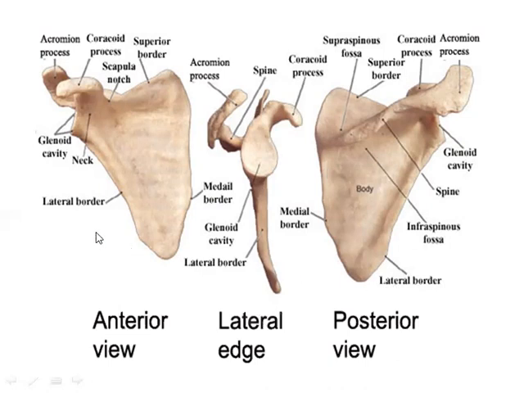Now, we will discuss the superior border. This is the superior border. It is the short, thin superior edge of the scapula. A notch, which is called the scapular notch, is located on the lateral aspect of the superior border. This is the medial side, and this is the lateral side. This is the lateral border, this is the medial border, and the scapular notch is present on the lateral aspect of the superior border, near the base of the coracoid process.